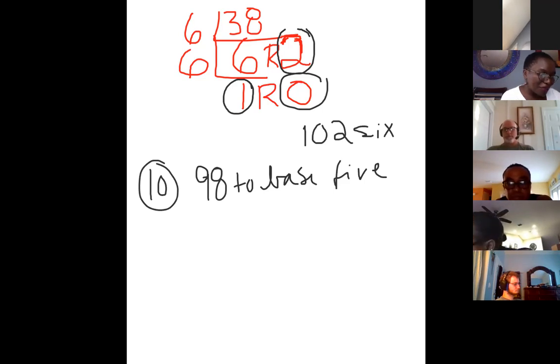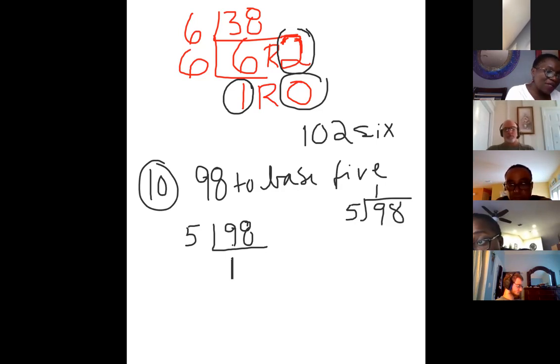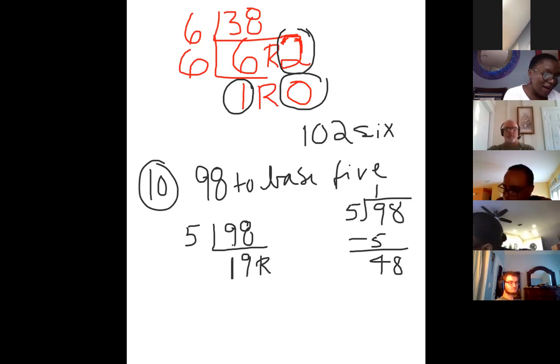Okay. So we're going in base 5. So we take 5 and we're going to divide it into 98. 5 goes into 98 one times. Here, let me write it down for you guys. 1 times 5 is 5. You subtract the 5, that leaves you with 4. Bring down the 8. Now, 5 goes into 48 how many times? 9 times with a remainder of 3.